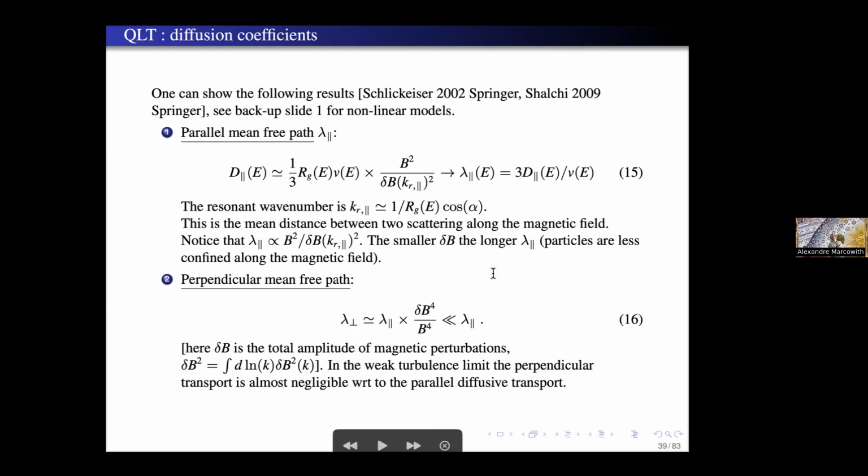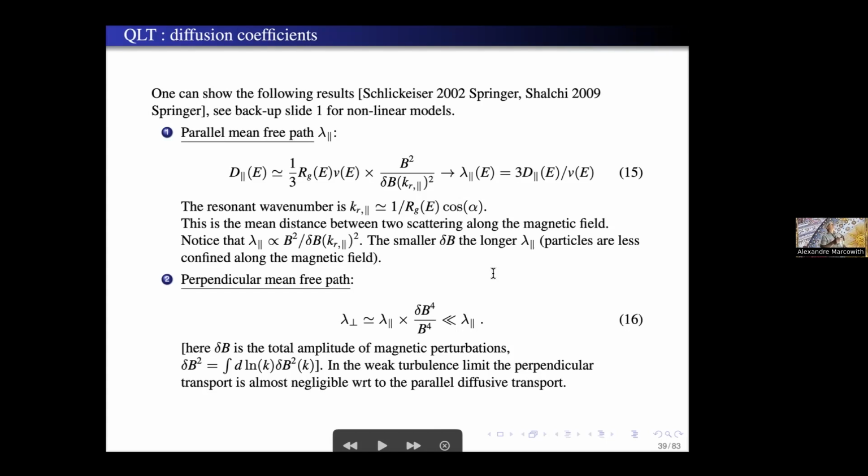Yes, delta B squared over B squared. And you see that the stronger the perturbed magnetic field, the smaller the parallel diffusion is, the smaller the mean free path of the particle along the magnetic field is. So the mean free path is the mean distance between two interactions with magnetic perturbation. The more turbulent the field is, the smaller it is. The particles are more confined because they are more deflected by the turbulence, okay?